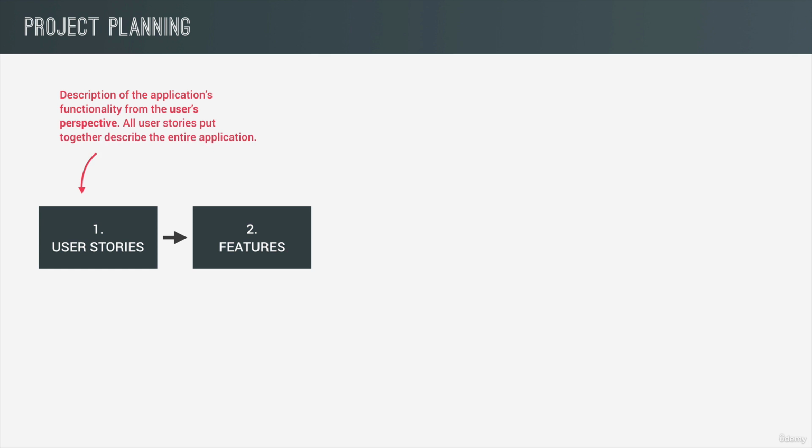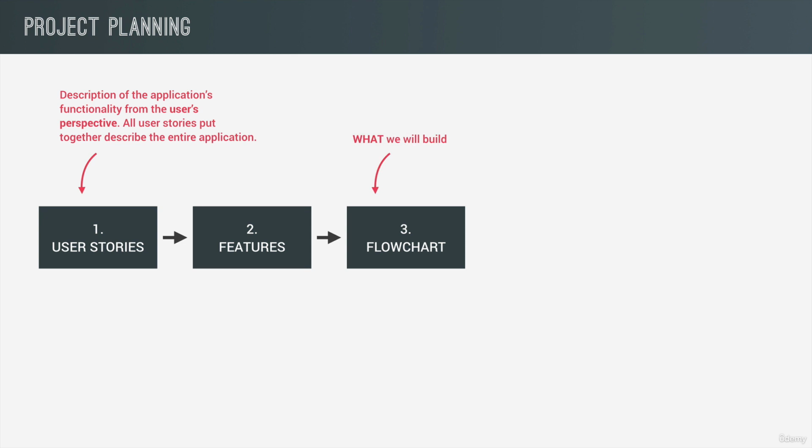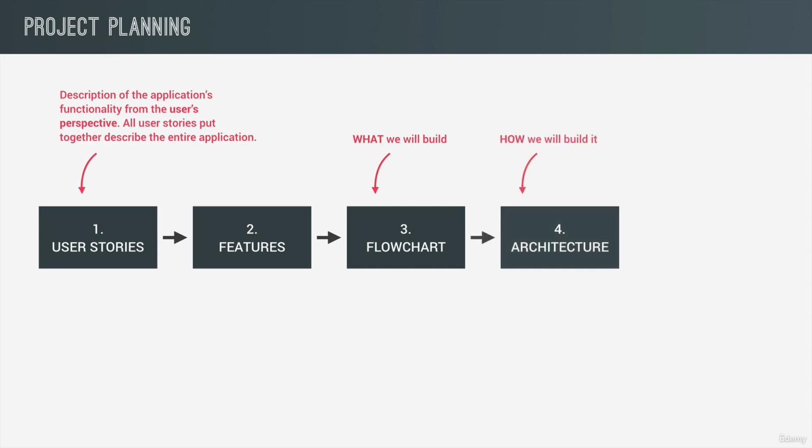Then, to visualize the different actions that a user can take and how the program reacts to these actions, we usually put all these features into a nice flowchart. And again, we actually already used flowcharts in some other applications that we built before, right? Now, once we know exactly what we're going to build, it's time to think about how we're going to build it. And this brings us to the project's architecture.